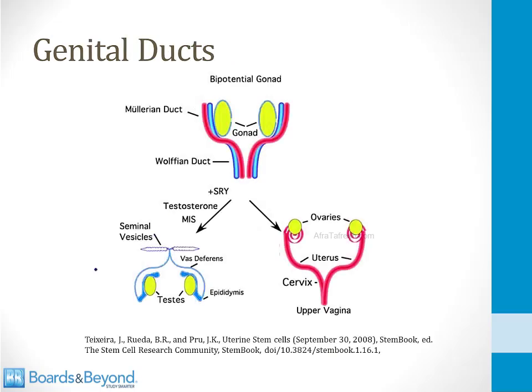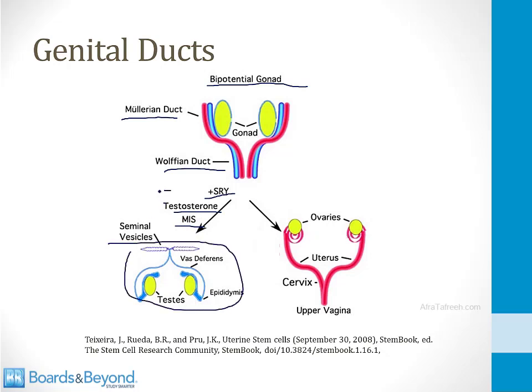And here's a picture to just kind of pull it all together. So the embryo begins with a bipotential gonad, and both the Wolffian and Mullerian ducts are present. If the SRY gene is present in the embryo, then testosterone will be synthesized, and Mullerian inhibitory factor, sometimes called Mullerian inhibitory substance, is also secreted. This will drive formation of all the male structures. If these two factors are missing, in other words, if the baby is female and there's no testosterone or Mullerian inhibitory factor, then the female internal structures will develop.